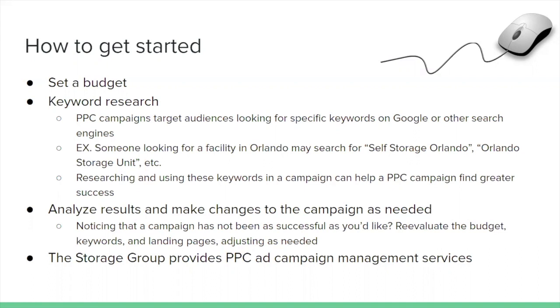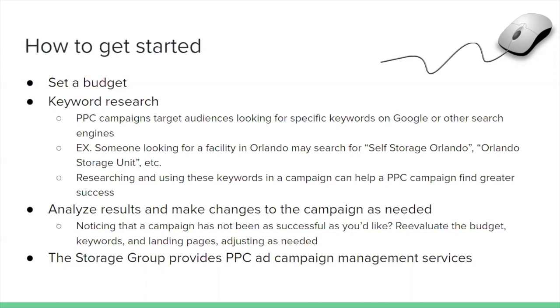So with these PPC campaigns, not only do you want to set your budget, you also want to look at your target audiences and the keywords that they're using in your specific areas. For example, somebody might look for self-storage in Orlando or an Orlando storage unit. In other places, they might use key terms such as storage rentals rather than storage units. So it's a good idea to keep in mind the key terms that people are using in your area and what type of audiences you're trying to reach in your area.